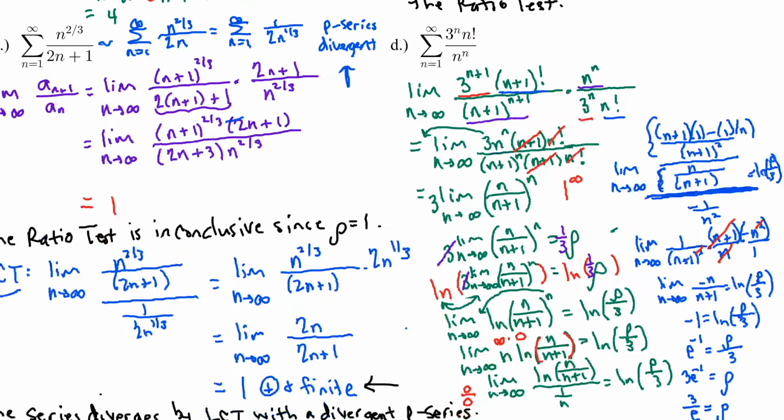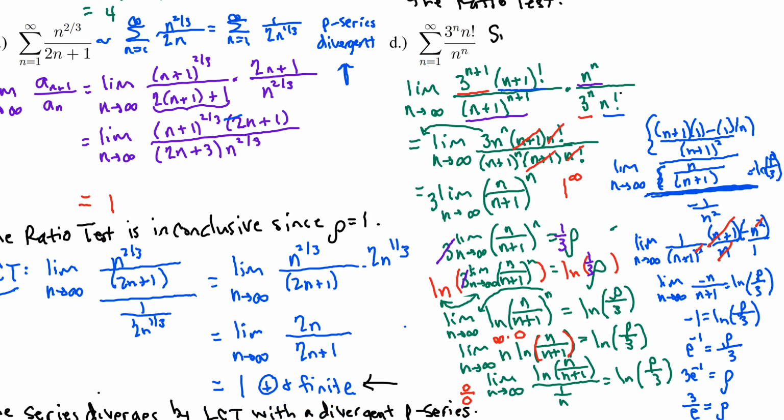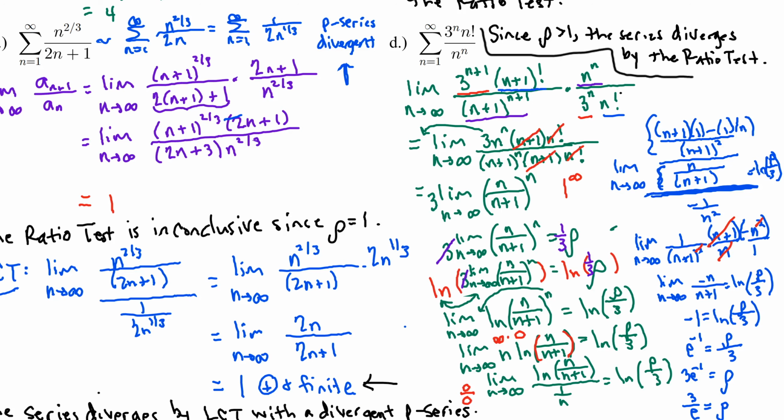So that leads us to our conclusion. We can say, since rho is greater than 1, the series diverges by the ratio test. It was a tough series, but the ratio test knocks it out, no problem at all.